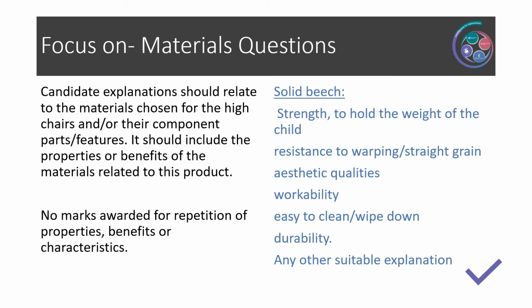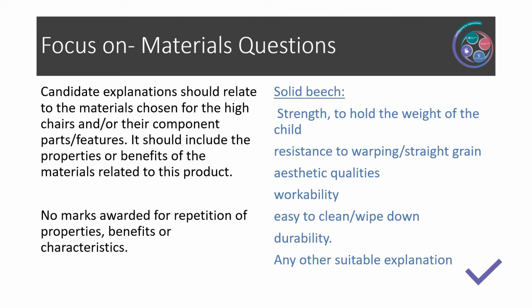Time to mark your answer. Candidate explanations should relate to the materials chosen for the high chairs and or their component parts or features. It should include the properties or benefits of the materials related to this product. No marks are awarded for repetition of properties, benefits, or characteristics. In other words, the benefits you describe should be in relation to the high chair and need to be a benefit for a high chair.